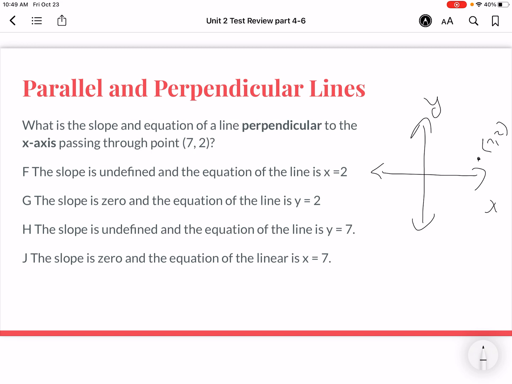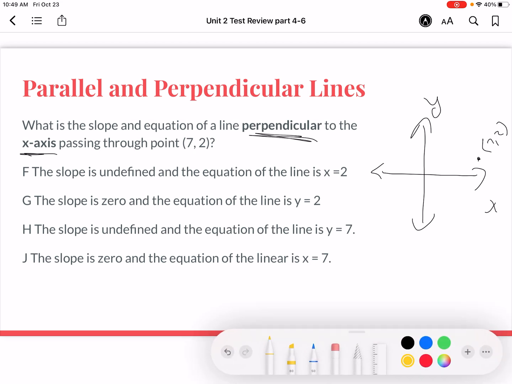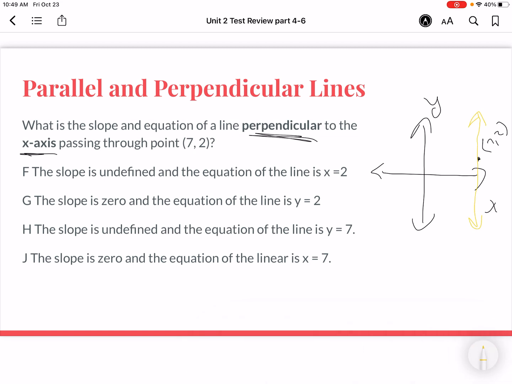All right, now, again, it tells us we want a line that's perpendicular to x. So perpendicular to x, x goes horizontal or sideways. Perpendicular to that would be a vertical line. So again, all vertical lines are undefined, and they go through the x value, and in this case would be 7. So we want an undefined line at x equals 7. And it looks like we don't have the correct answer. So technically none of these are right. The correct answer should be undefined, x equals 7.